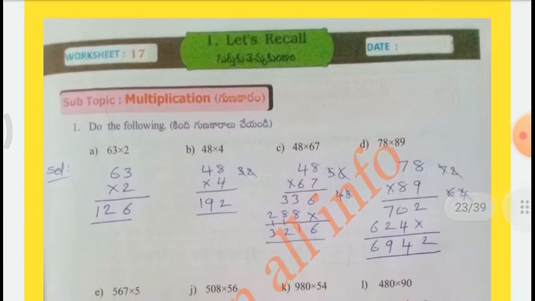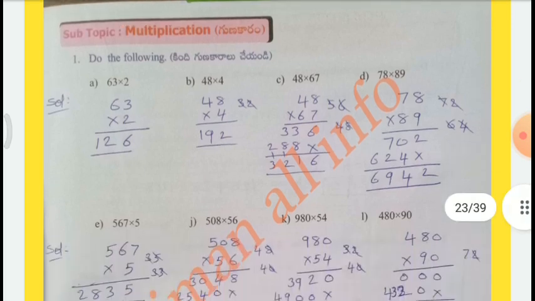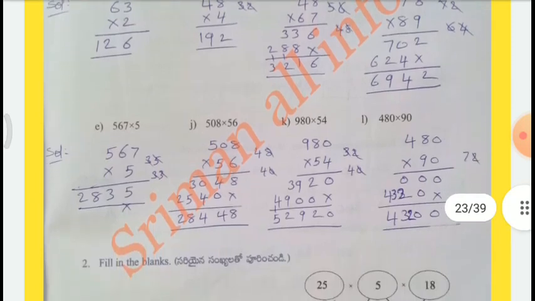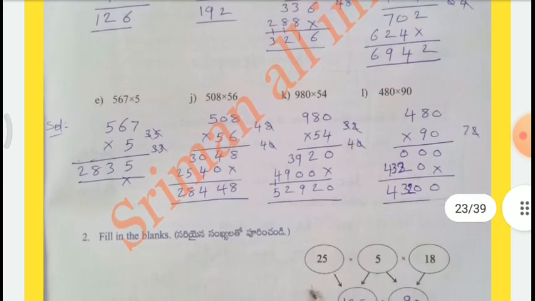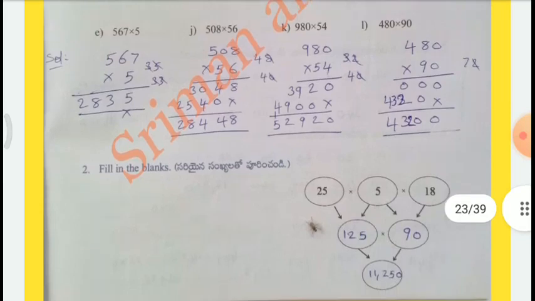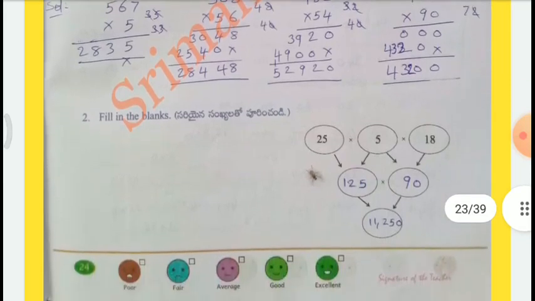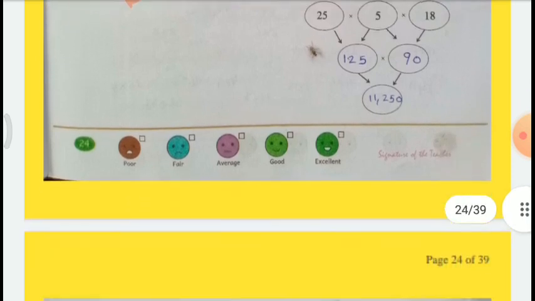Worksheet 7. Multiplication. 63 into 2, 126. 48 into 4, 192. In this way, we can do these following multiplications. Fill in the blanks. 25 into 5, 125. 5 into 18, 90. 125 into 90, 11,250.